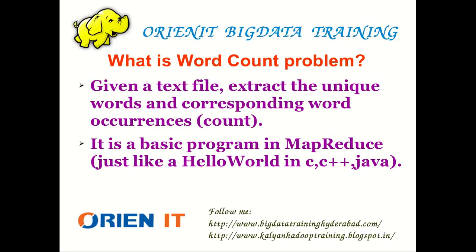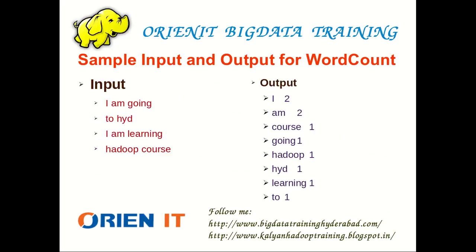Now let's understand with an example. This is one example of how exactly word count works. This is the input I am giving. I have a text file with 4 lines. The first line contains I am going, the second line contains to Hyderabad, the third line contains I am learning, and the fourth line contains Hadoop course. Now we need to process this entire file using MapReduce. Once we process this, we get an output. The expected output is I 2 times, am 2 times, course 1 time, going 1 time, Hadoop 1 time, learning 1 time, and to, Hyderabad. They all come 1 time. This is the expected output when we execute this.